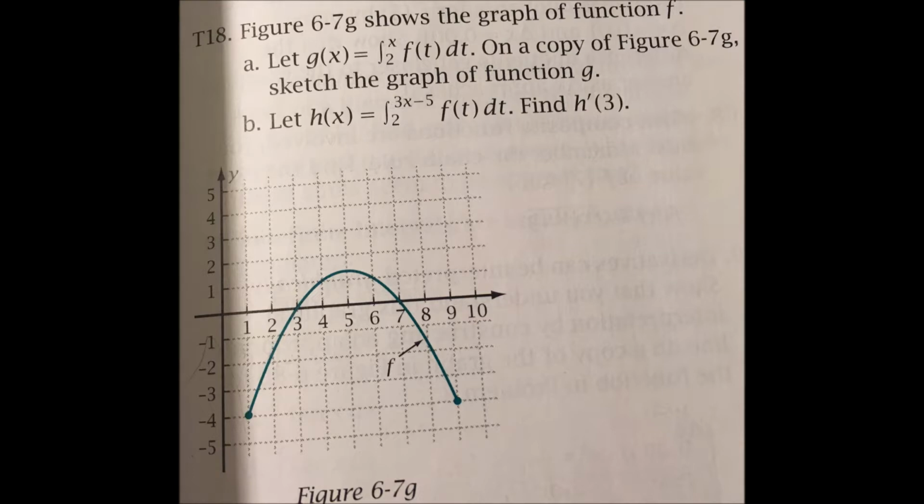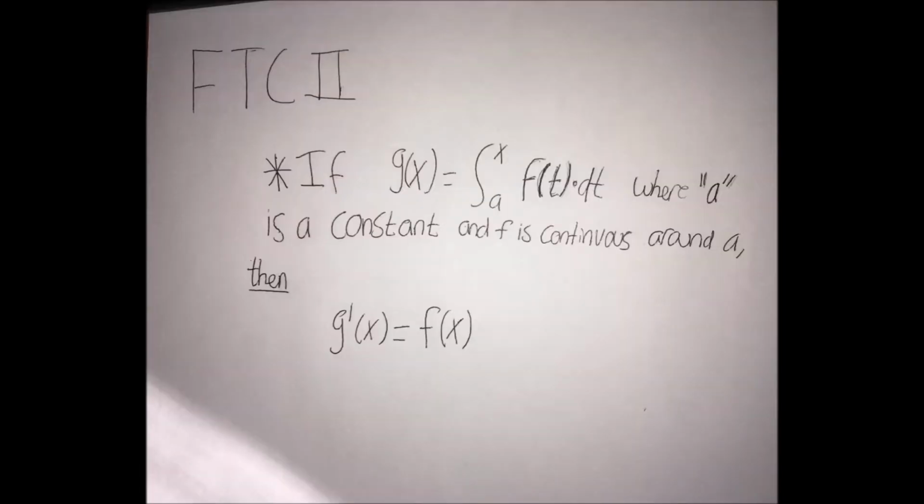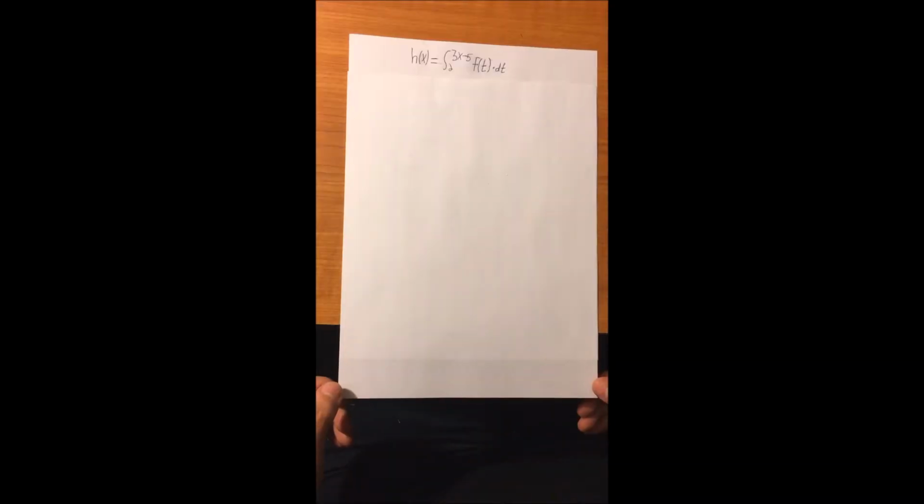For part B, I used the fundamental theorem of calculus part 2. The fundamental theorem of calculus part 2 states that if g of x is equal to the definite integral from x to a of f of t times dt, where a is a constant and f is continuous around a, then g prime of x is equal to f of x.